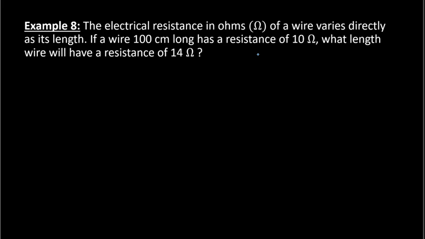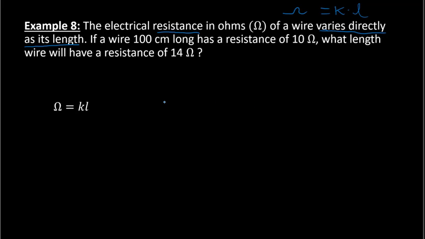So to begin with, I need to look at the initial statement where it says the resistance varies directly as its length. Okay, so the resistance in ohms. Ohms is my symbol, varies directly as length. So we can use this symbol, ohms. Varies directly means equals k times something, and it varies directly as the length, so k times L. So here we see ohms equals k times L.